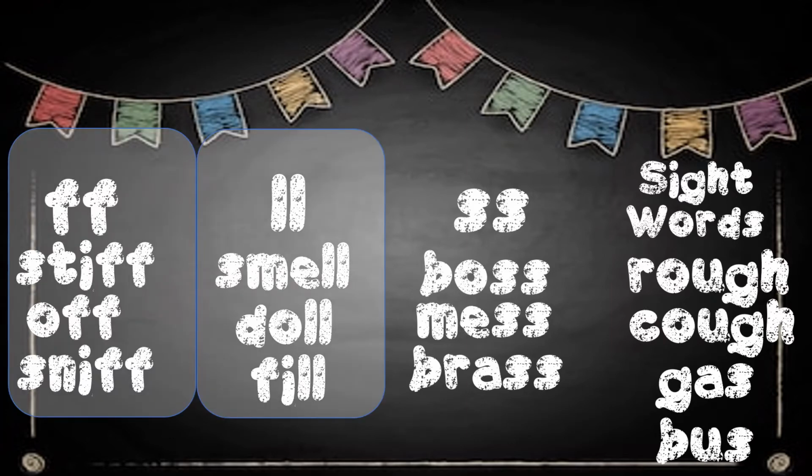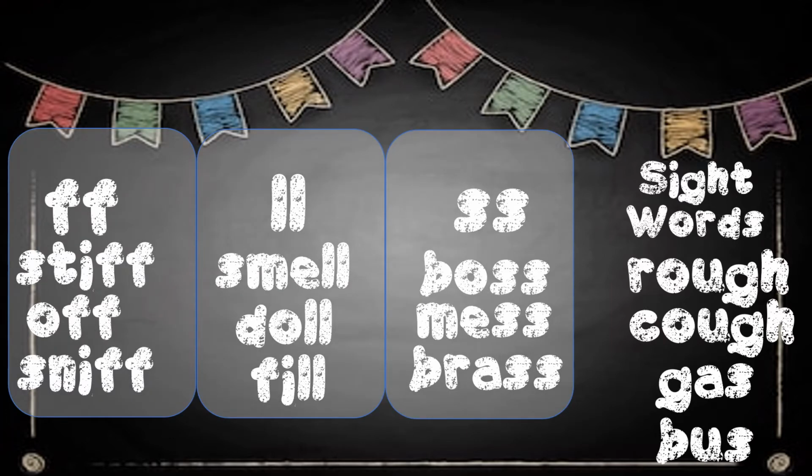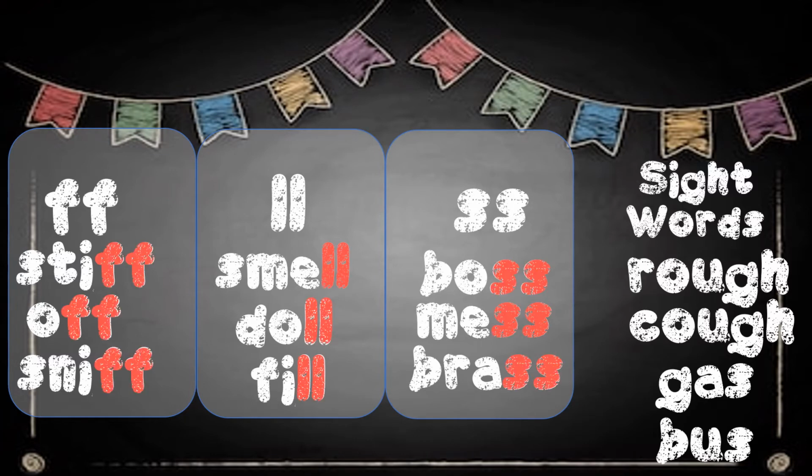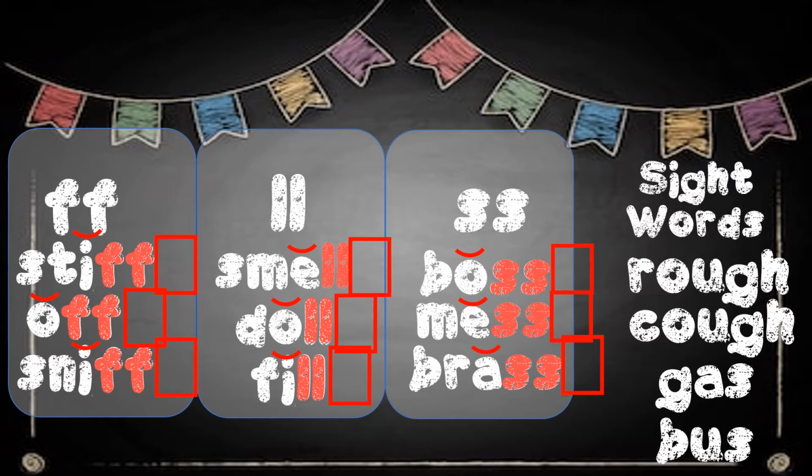Let's take a look at the words in the first three columns. What do you notice is the same about these words? All of these words end with double consonants. All of the words are one-syllable words. Stiff, smell, boss. All of these words have short vowel sounds. And all of these words are root words.